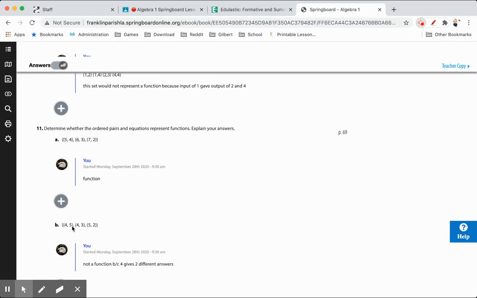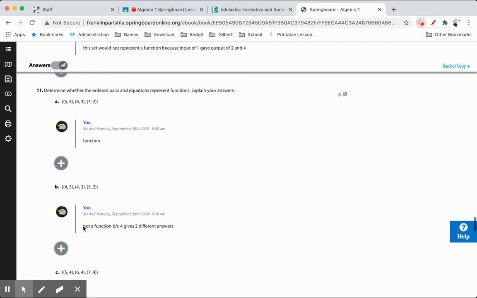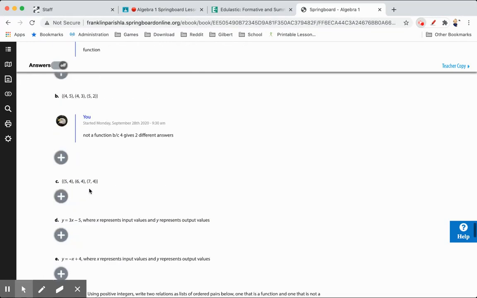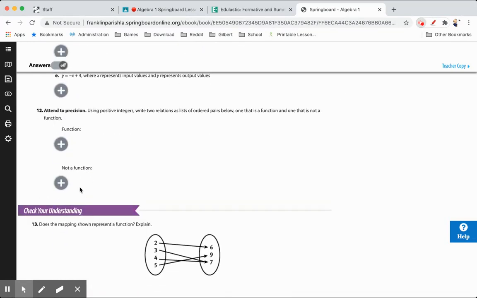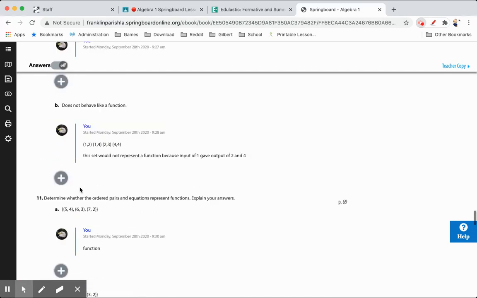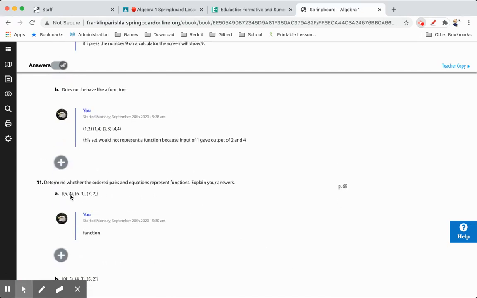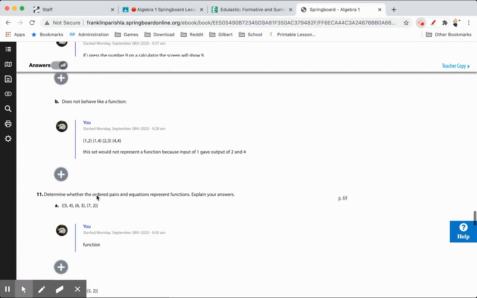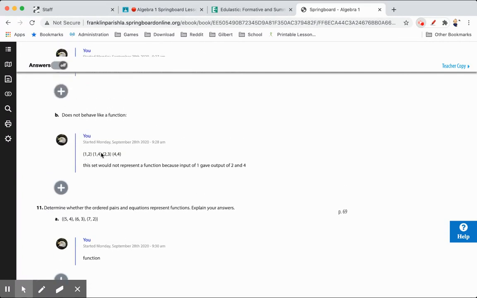See, (4, 5), (4, 3). That's two of the same numbers input. You got two different numbers output. That is not a function. So hopefully we can see the difference now. Functions, whatever number you put in, you get exactly one number for it. There's only one number that 5 gives me in this set. 5 gives me 4. It doesn't give me 10. It doesn't give me 20. 5 only gives me 4. 6 only gives me 3. 7 only gives me 2. Not a function is when 1 gives me 2, but also 1 gives me 4. See, that "but also" ruins the whole thing as a function.